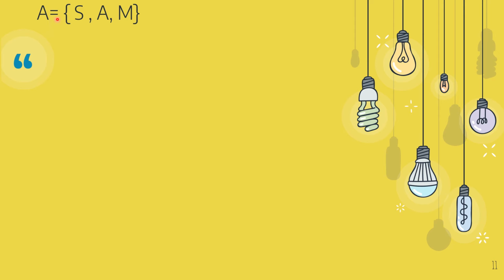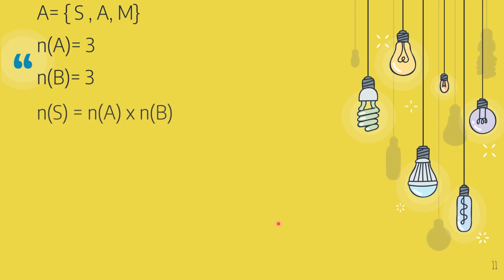Okay, for A, the possible outcomes S, A, M, so it is 3. And then for event B, it is still 3. Why? Because the card is placed back, so the number of cards will still be the same, 3 cards.